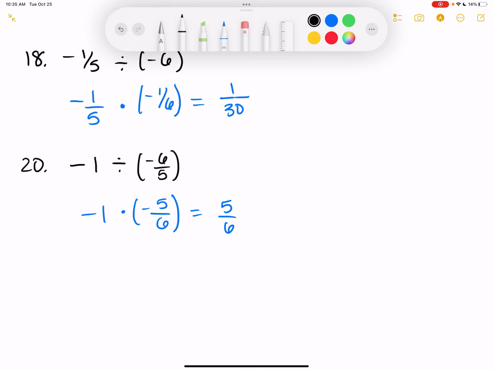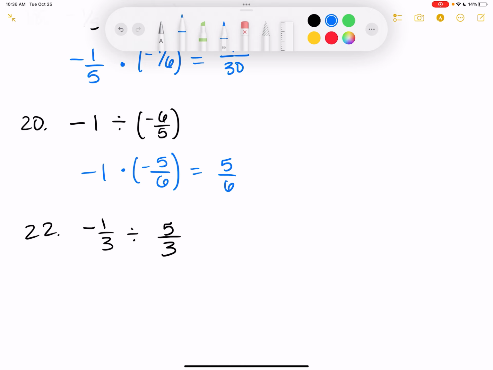I can find the right problem. 22. Negative 1/3 divided by 5/3. So what do I do here? Would you flip both of the signs? Or do you want just the one behind?